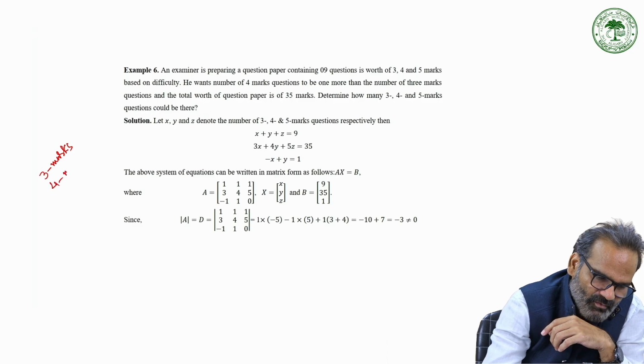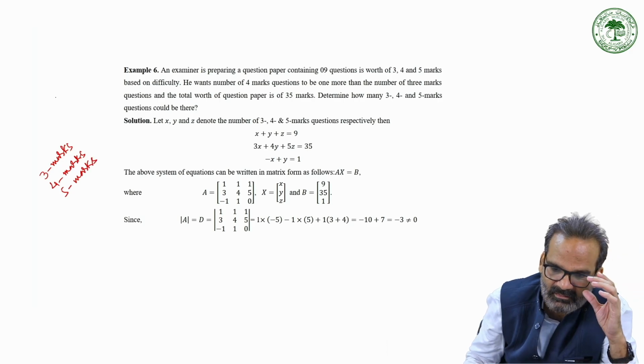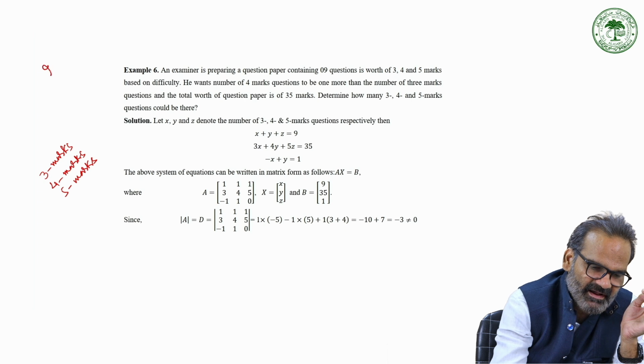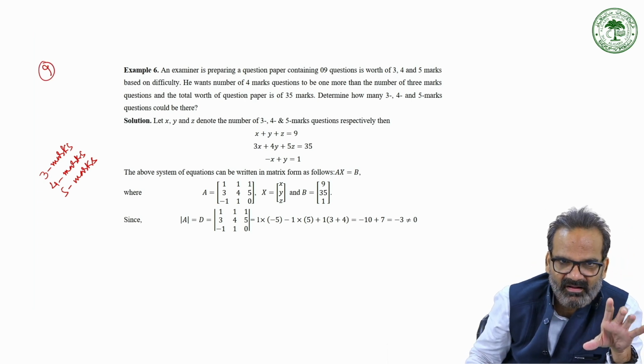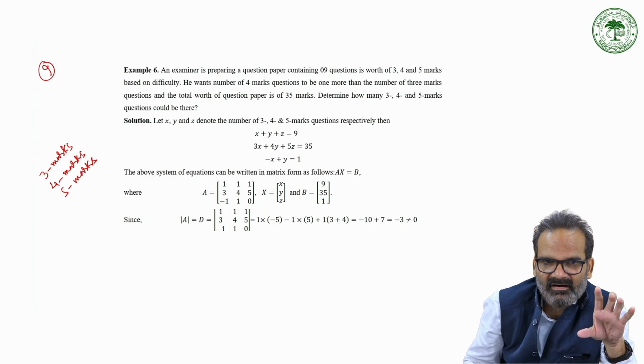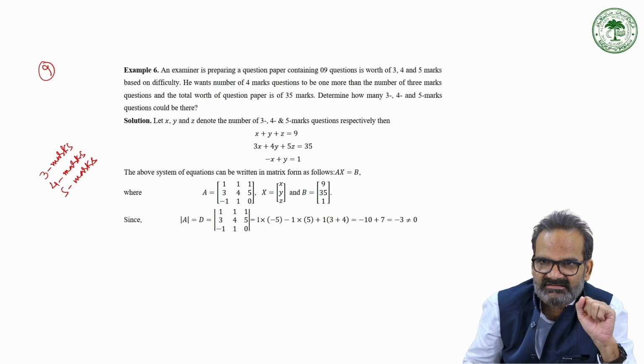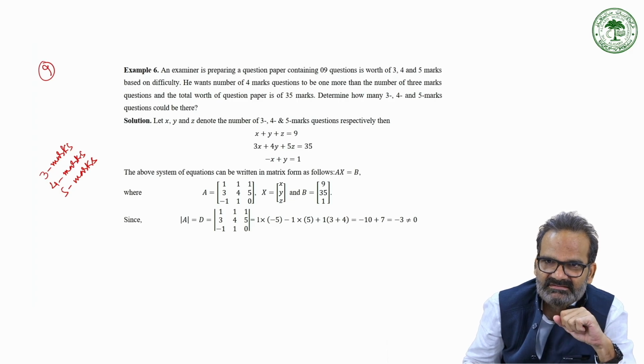Few are 4 marks and 5 marks, right? So out of total questions are 9. In 9 questions, some are of 3 marks, some are of 4 marks, and the remaining are of 5 marks. 3 categories of the questions, right?